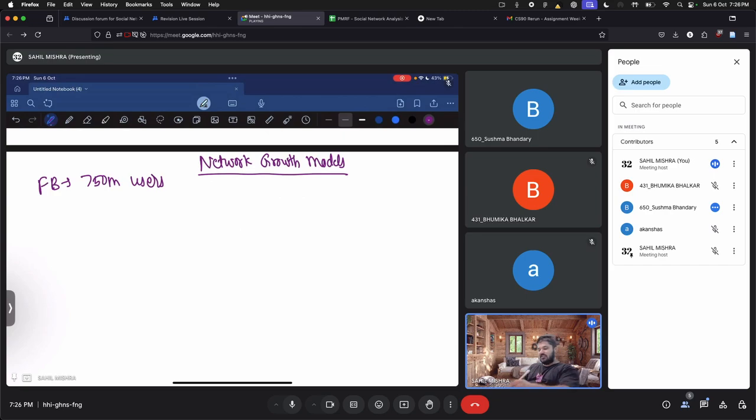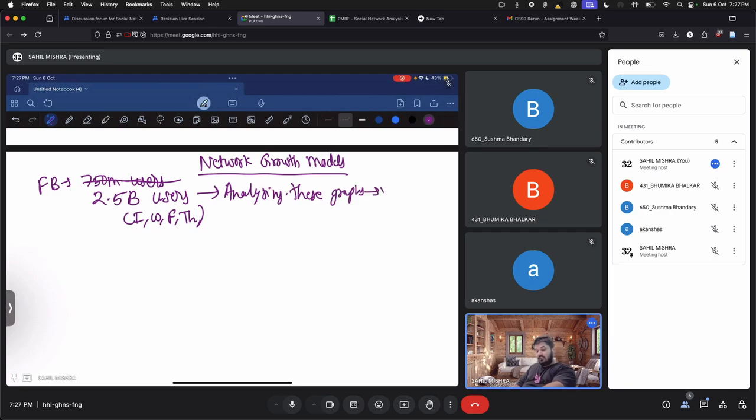These many nodes, or just let me make it big. Let me make it 2.5 billion users, combining Instagram, WhatsApp, Facebook, Threads. It has 2.5 billion users or accounts. So analyzing these accounts is very difficult. Analyzing these graphs is very difficult. I mean, machine learning can process it, but manually you cannot extract information from these types of graphs.